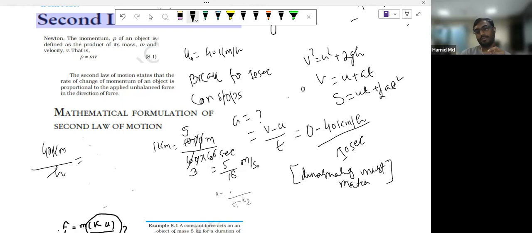So you may remember that 1 kilometer per hour is equal to 5 by 18 meter per second. So here it is 40 kilometer per hour, so we will write 40 multiplied by 5 by 18 meter per second, right? Yes, sir. Okay, so let me calculate it. I'm using a calculator.